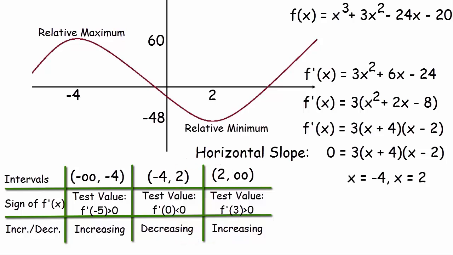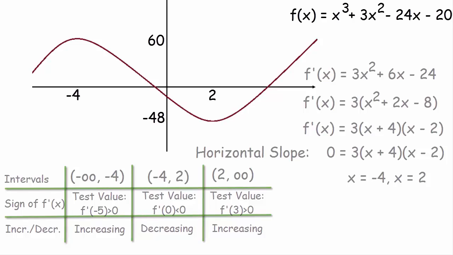The important points on this graph are x equals negative 4 and x equals 2, since these are the values where the graph changes from increasing to decreasing. They are the x values where the derivative equals 0. We call such points critical points.